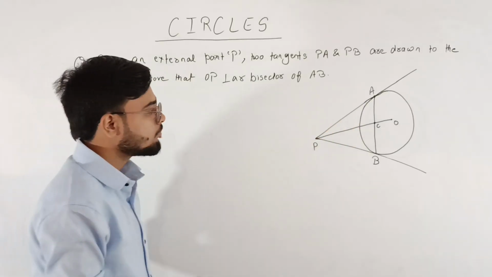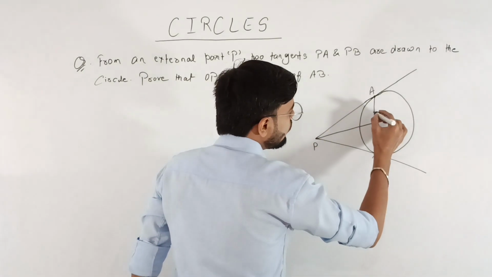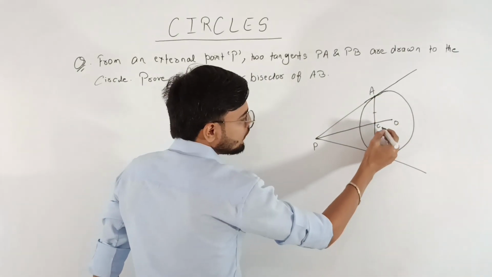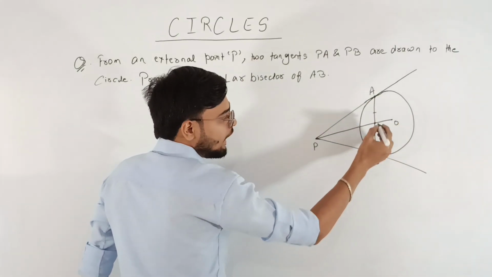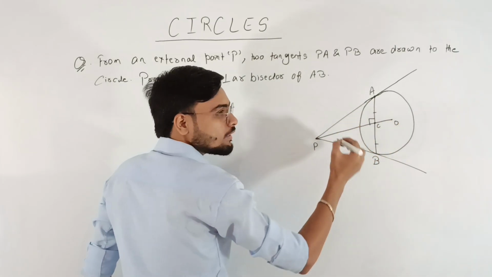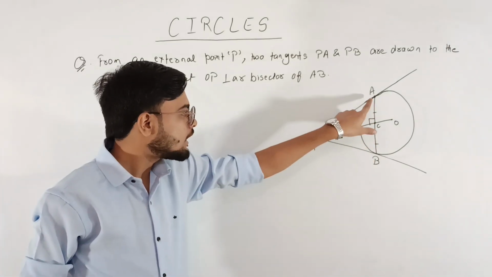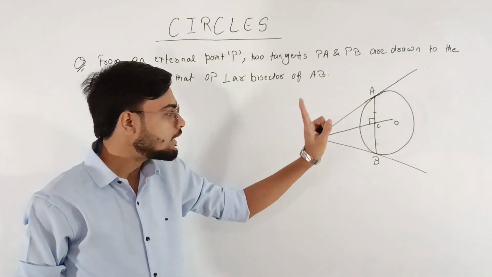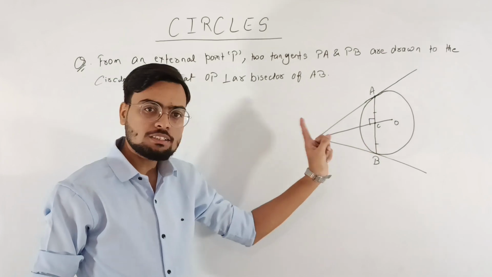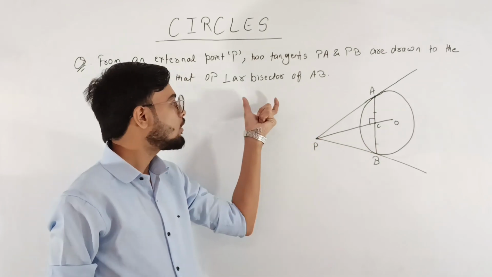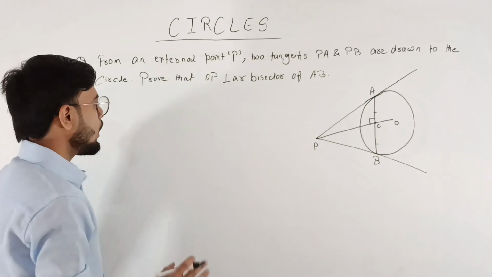Perpendicular bisector of AB means we have to prove CA is equal to CB, and this angle is equal to 90 degrees. Okay, so we have to prove that CA is equal to CB and this angle ACP is 90 degrees, or angle BCP is 90 degrees. This is the meaning of perpendicular bisector. So look how we prove.